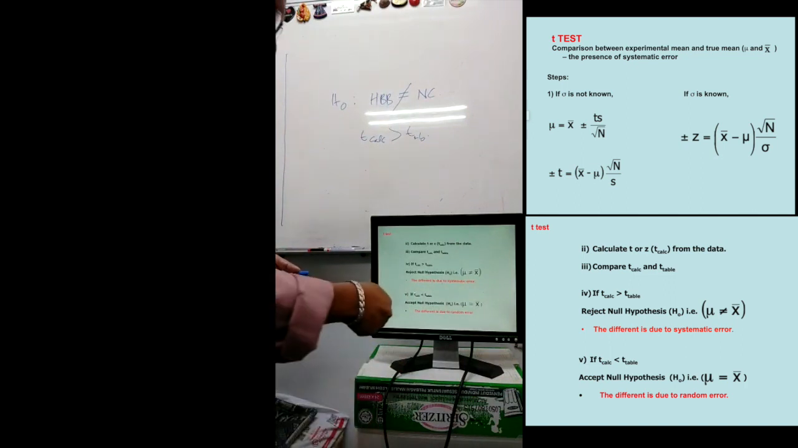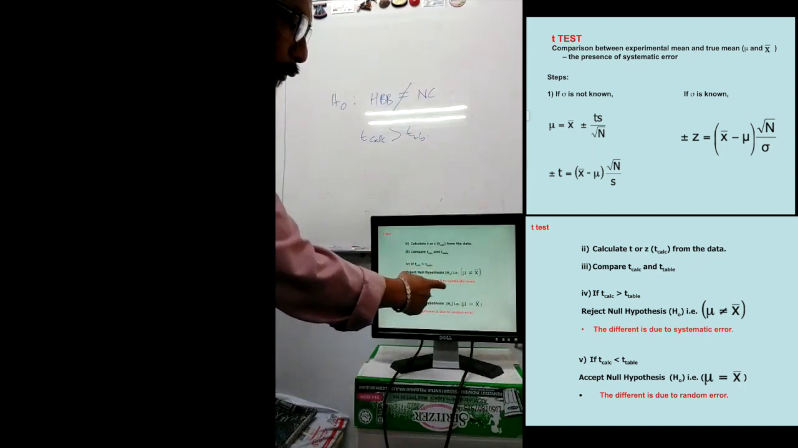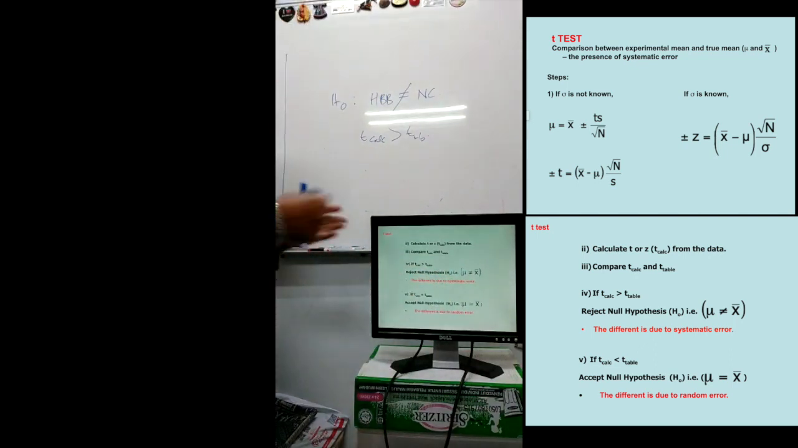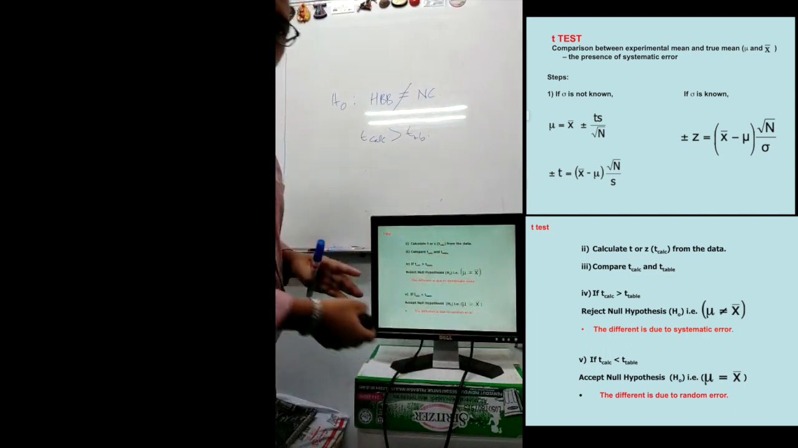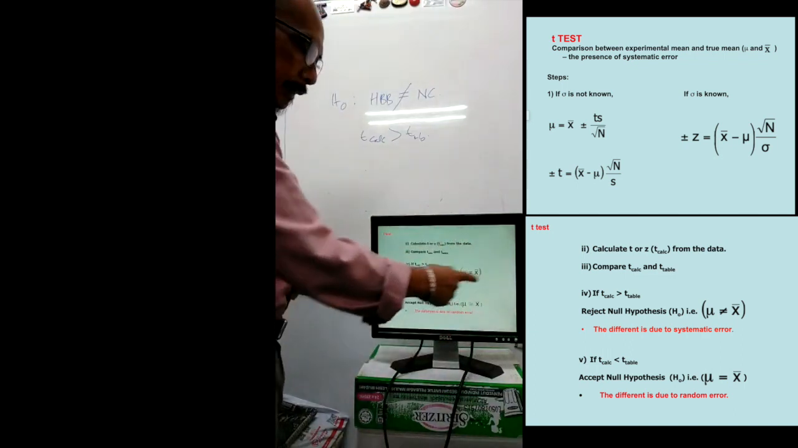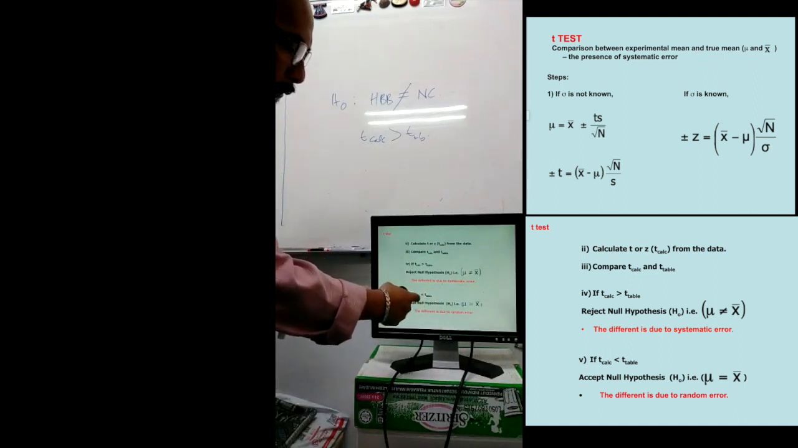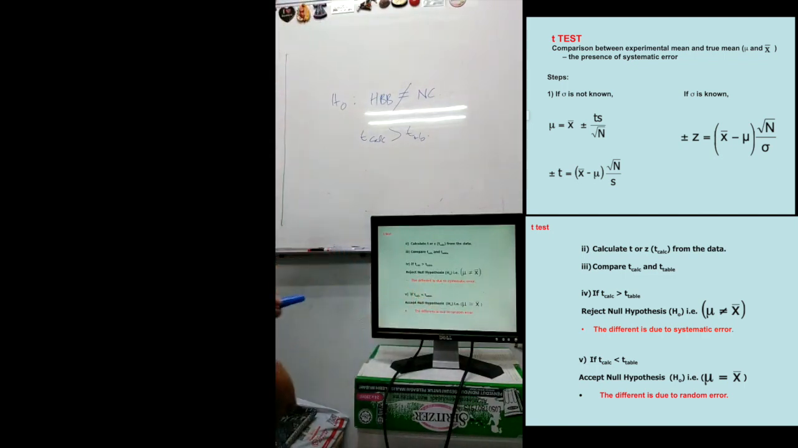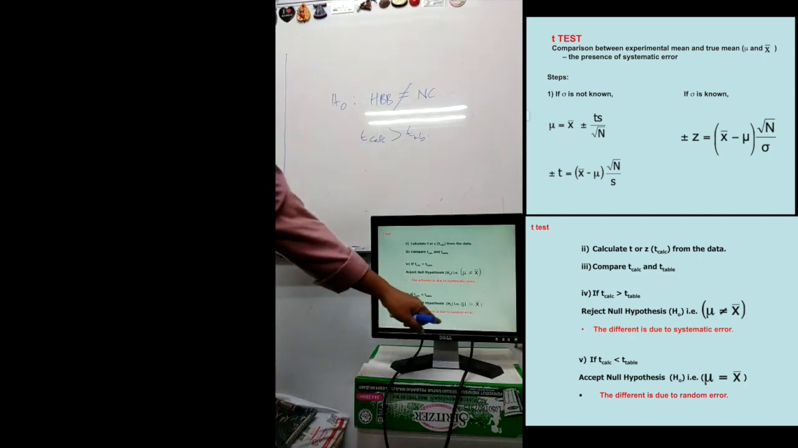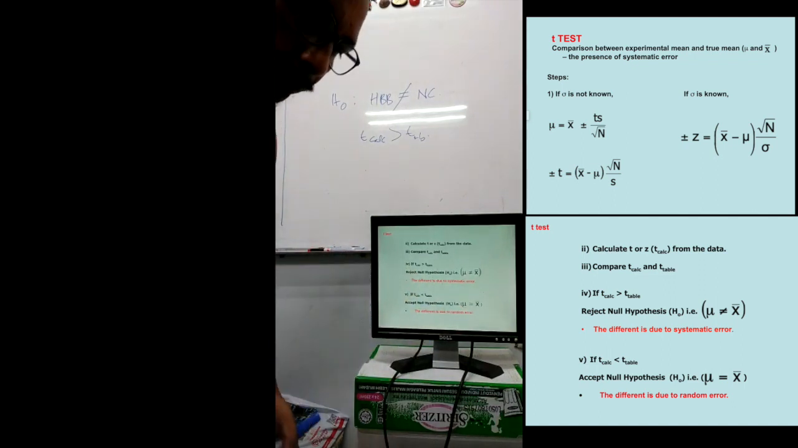If we reject the null hypothesis, the difference is due to systematic error. It means in our analysis there is a systematic error, for example for that newcomer. If the t calculation is lower than the t table, we accept the null hypothesis. The difference is due to random error. So we have to compare.